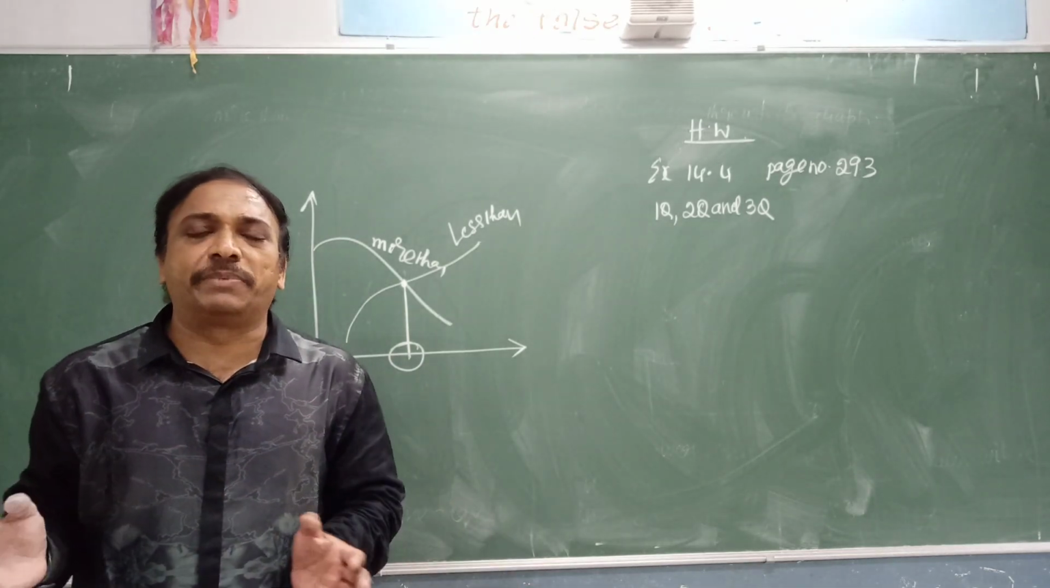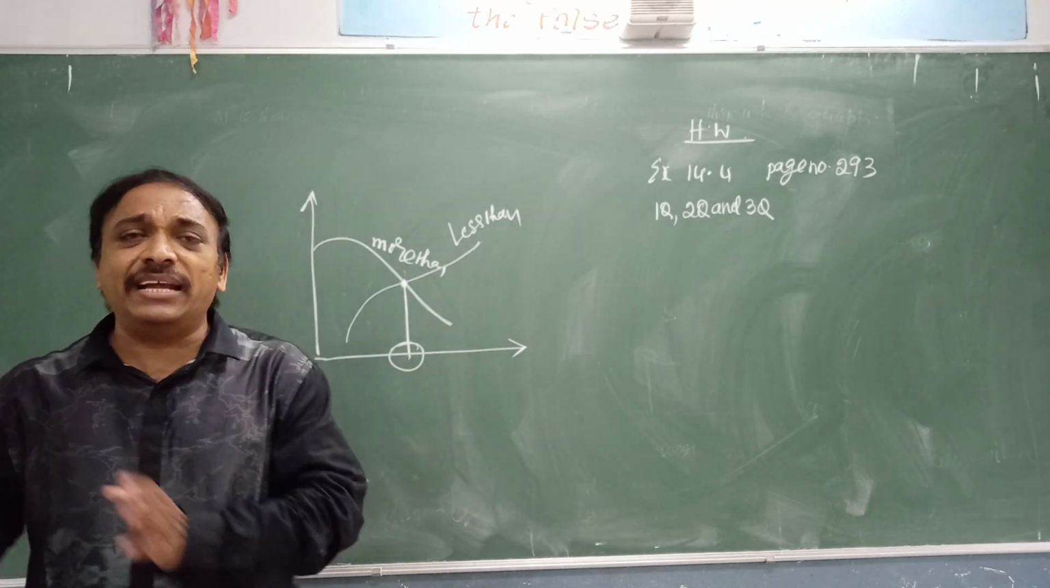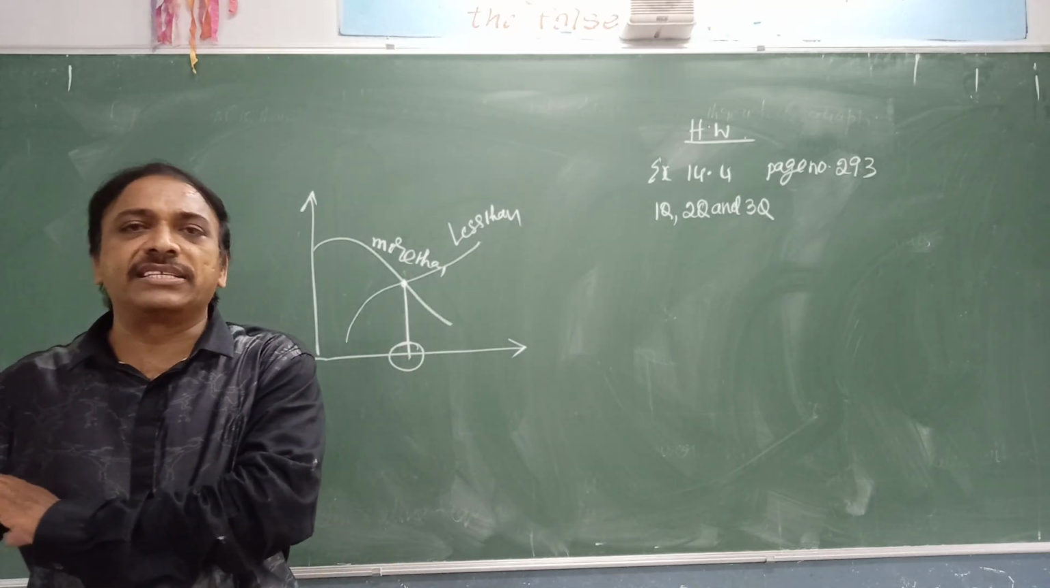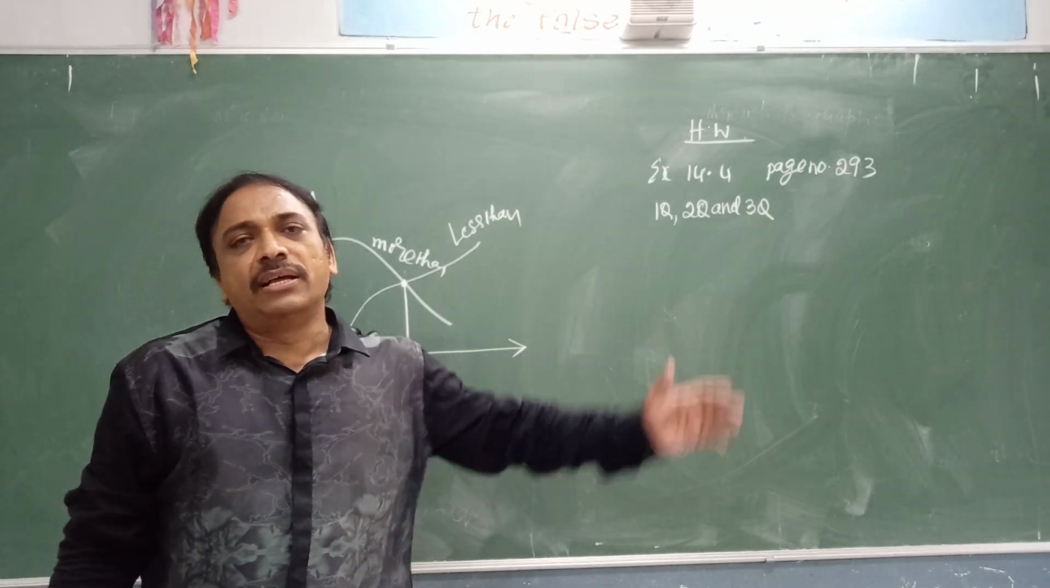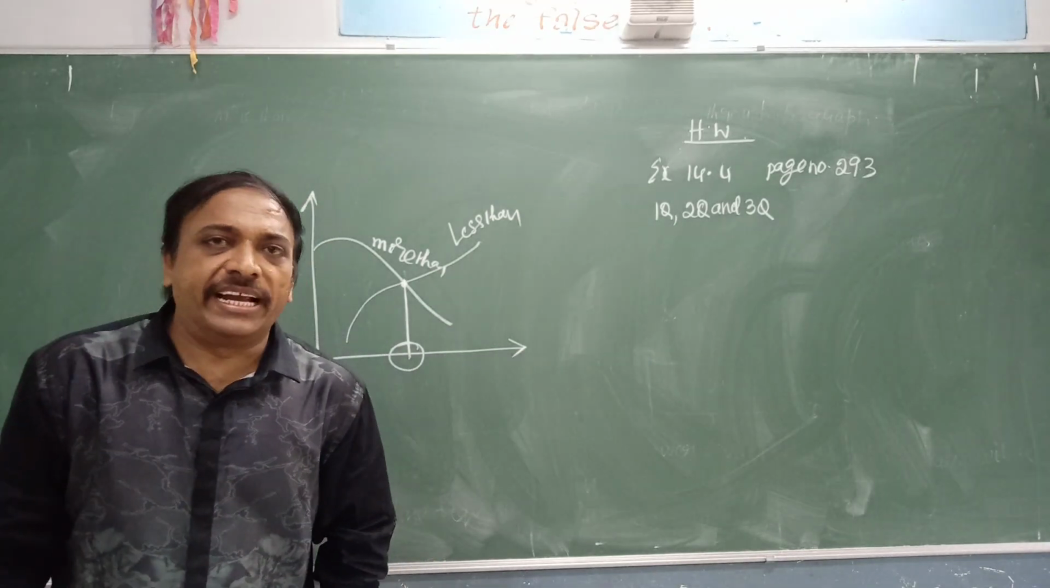This is the entire chapter: graphical representation and measures of central tendency, mean, median, mode, and the less than and more than ogive curves. With this, the chapter is completed. Thank you, children.